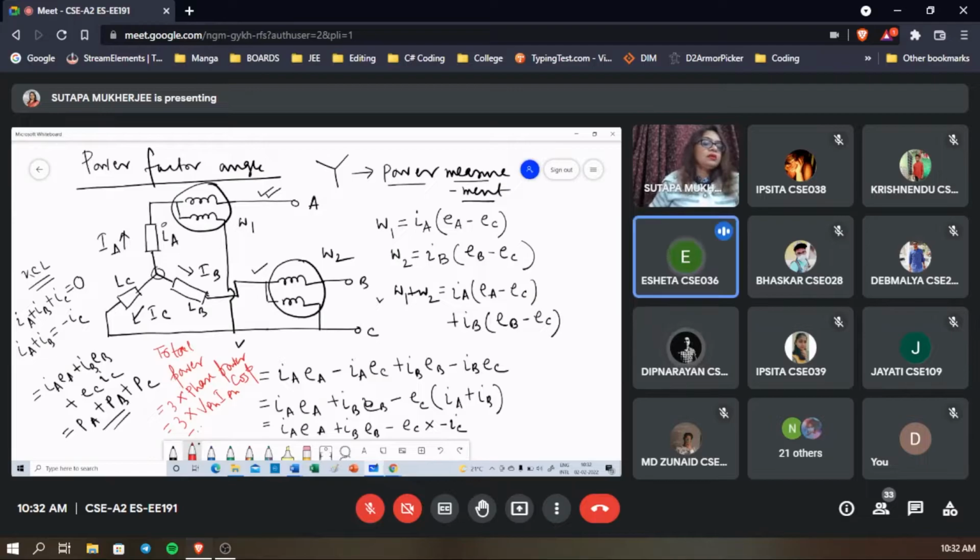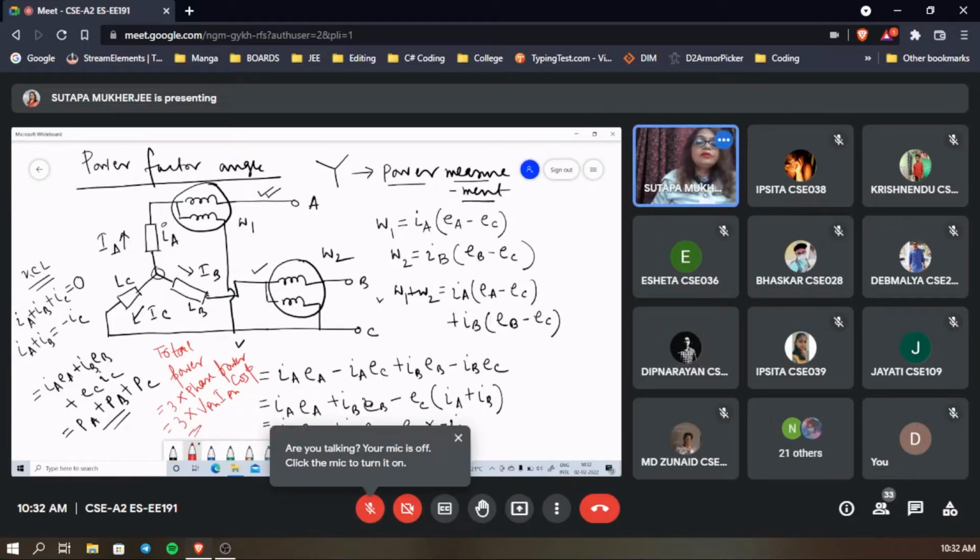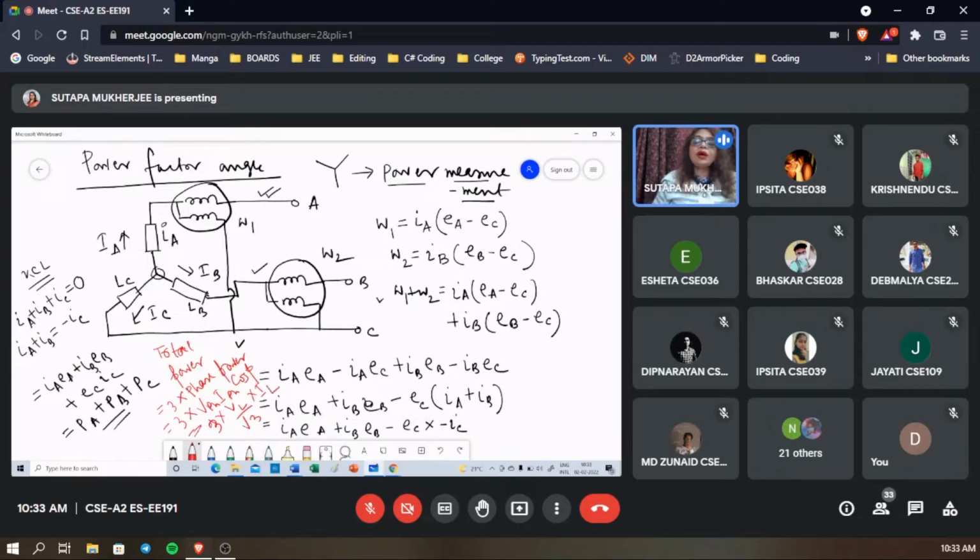VL by root 3. Fine. It's not written over here. 3 into VL by root 3 into I phase, equal to IL in star. So ultimately what you are getting here? Root 3 VL IL cos phi. This is the formula you have to use in our experiment. Fine.